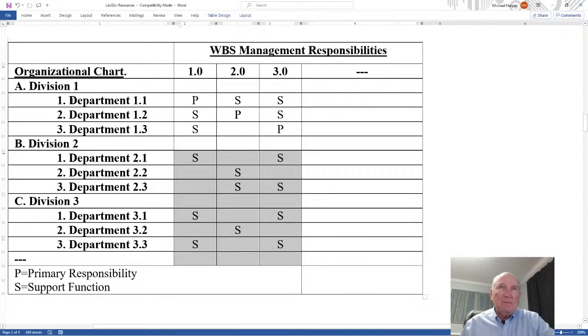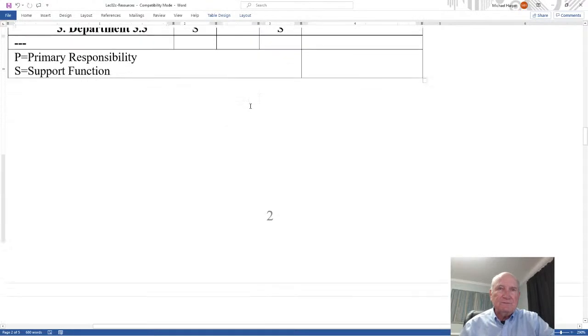Departments 1.1, 1.2, and 1.3 are primarily responsible for those major WBS divisions. Division 2 and Division 3 will be more of a support function to departments 1, 2, and 3. But notice departments 1.1, 1.2, and 1.3 also have a support function to the other departments. This is the top-down structure of responsibilities and resources.